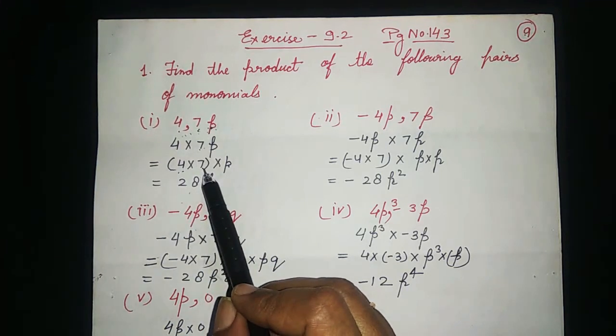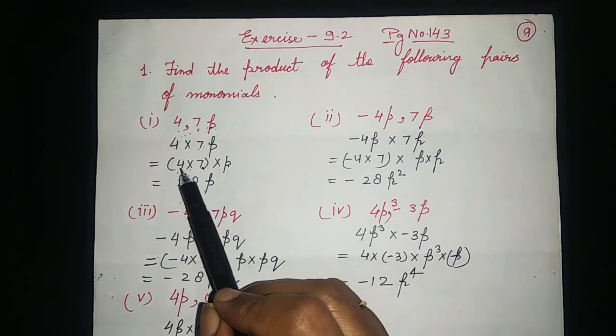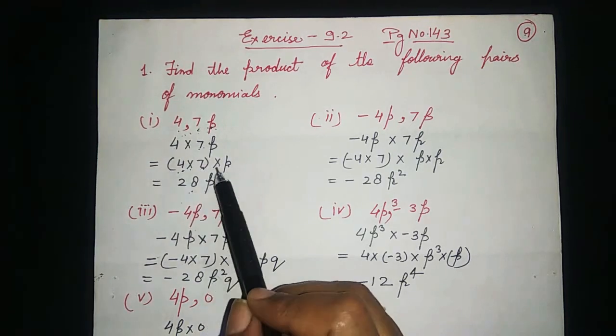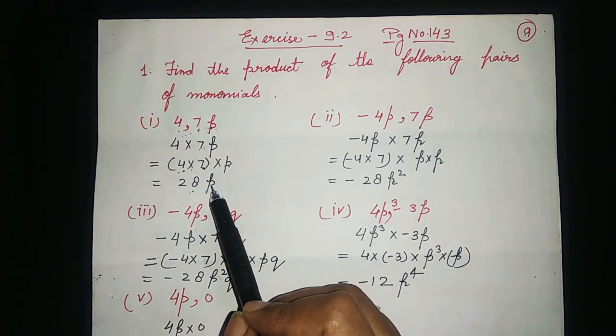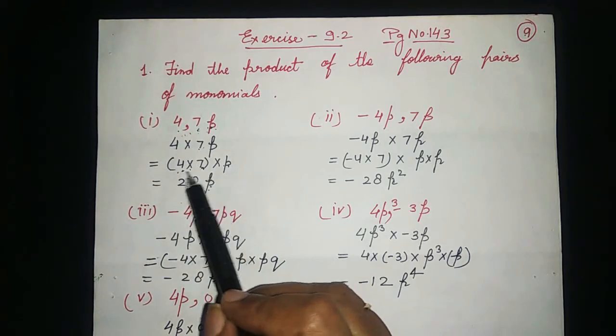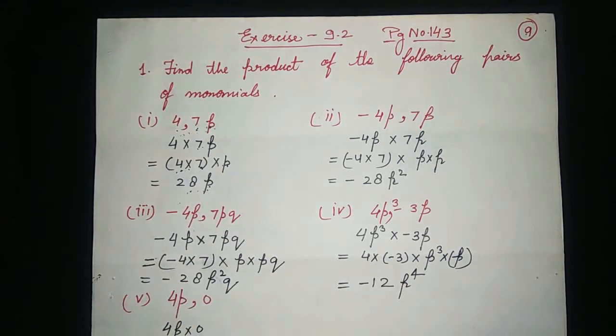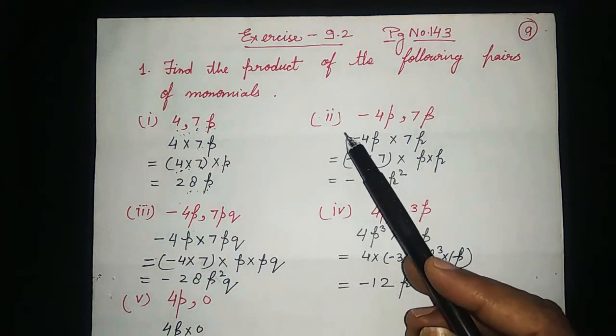What have we done here? We have multiplied the numerical coefficients. Then 4 7s are 28 and this p we will write. Okay. Now the result is 28p.